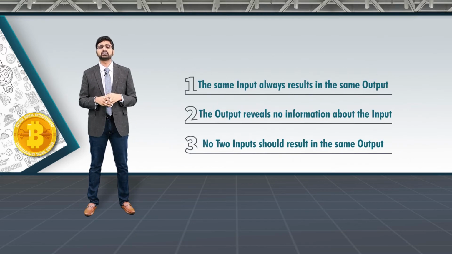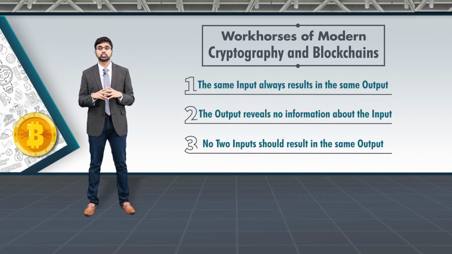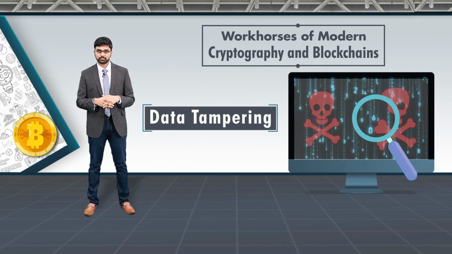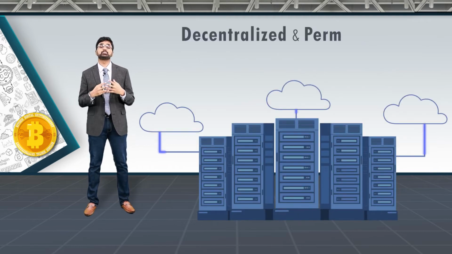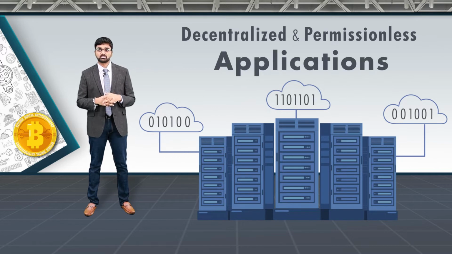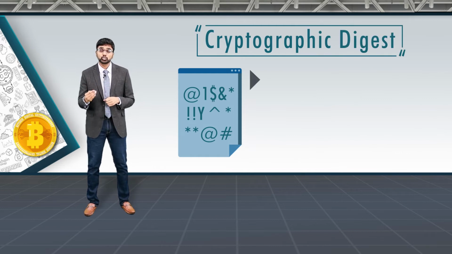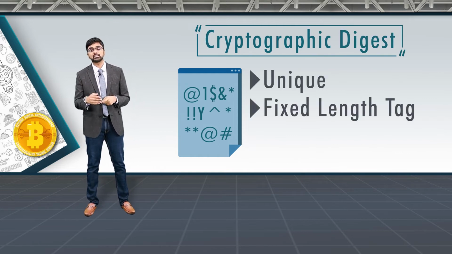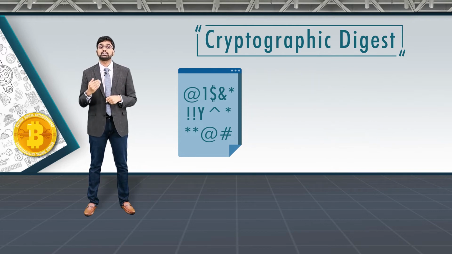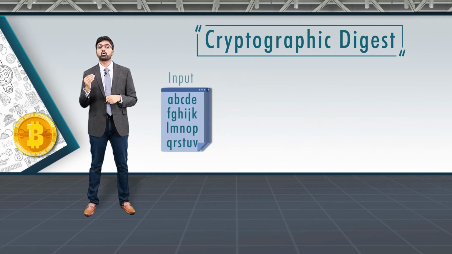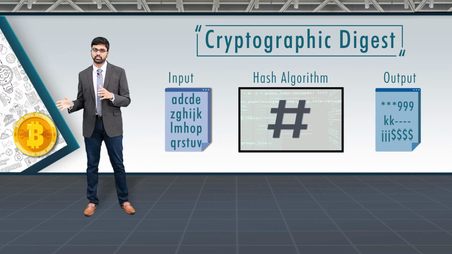These functions, often considered the workhorses of modern cryptography and blockchains, are used to check for data tampering. Therefore, they are well suited to perform decentralized, permissionless building of applications. The output of a hash function, called a cryptographic digest, is a unique fixed length tag representing a single piece of data. It is used to detect tampering, since even a small change to that data input to the hash function results in a totally different output.